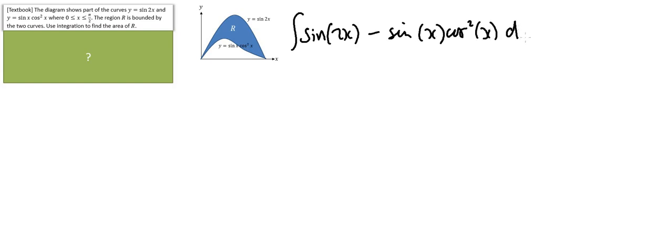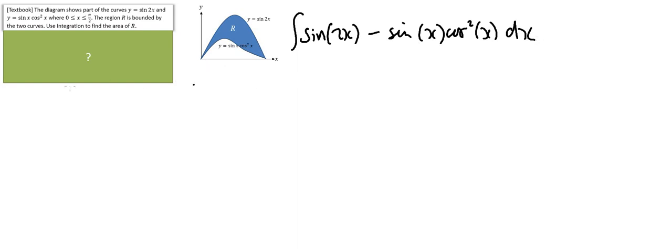So here's the finding the area question that we finished off with. Basically we've got to find the shaded area, and the way we do that is that we need to find the integral of sine 2x minus sine of x cos squared x dx.